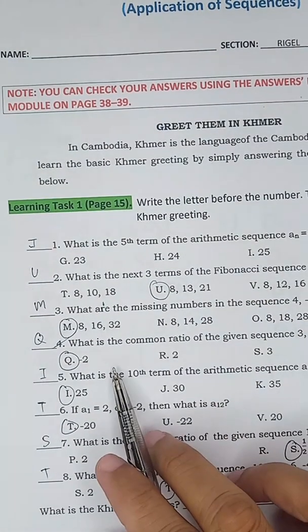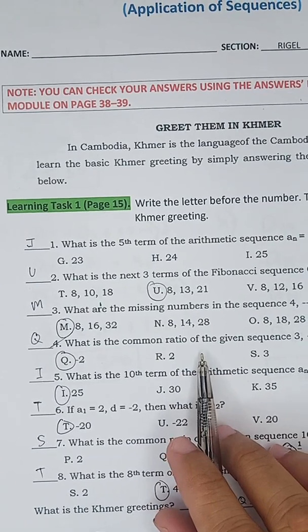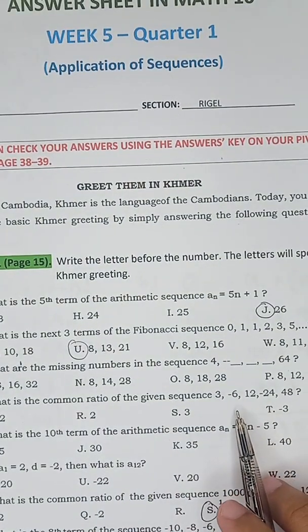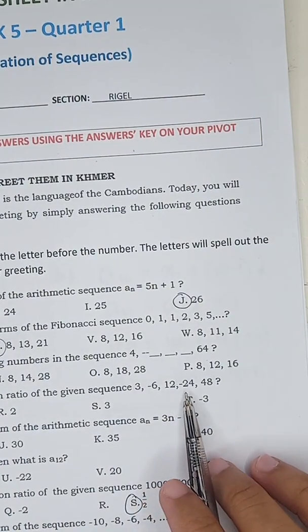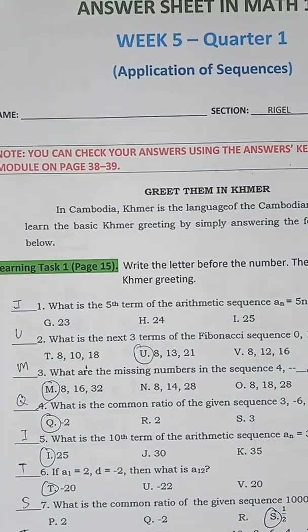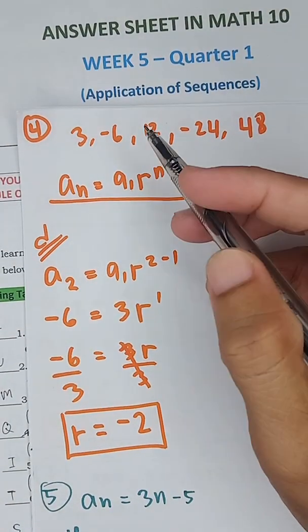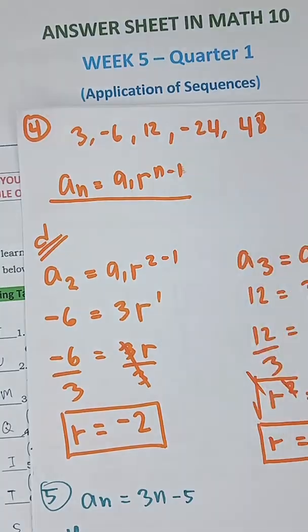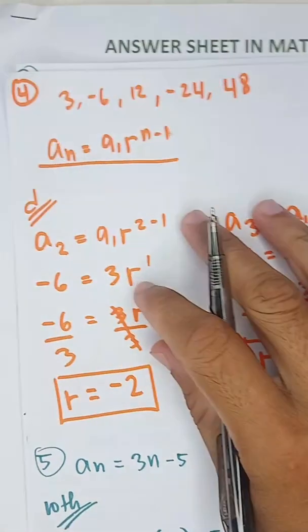Okay, number 4, what is the common ratio of the given sequence? 3, -6, 12, -24, and 48. Here is our answer for that. The common ratio, so since ratio yung na-mention, so we will use the formula of the geometric sequence.